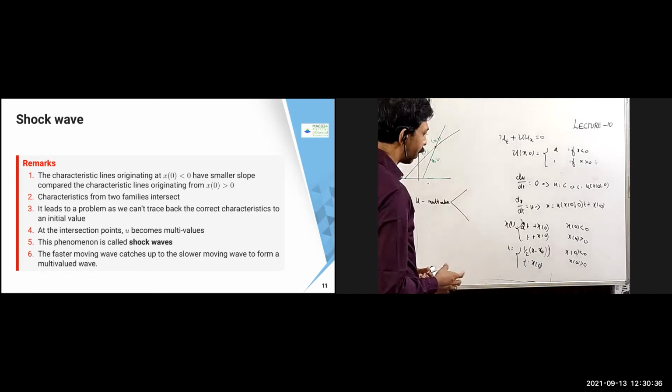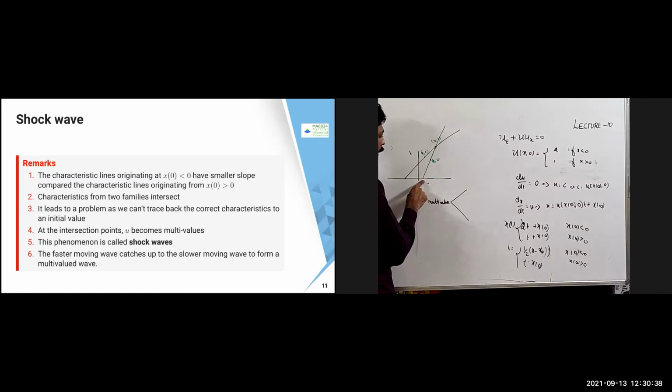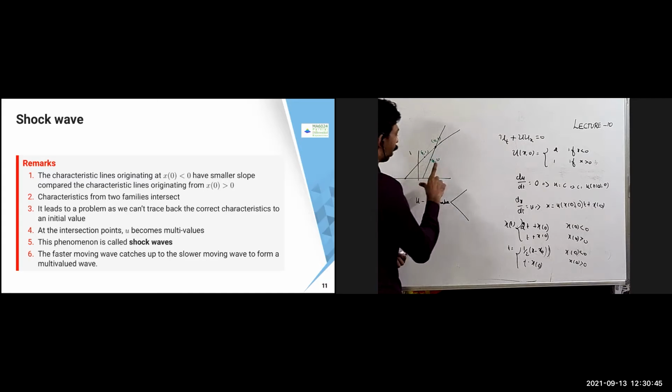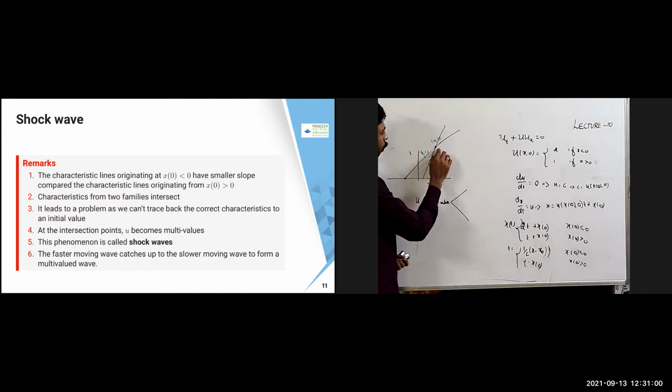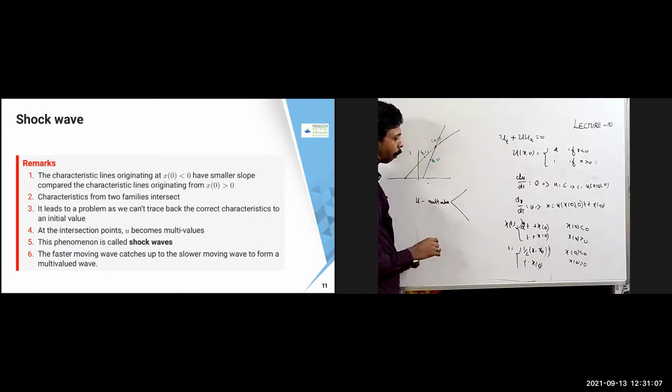The characteristic lines originating from x0 greater than 0 and less than 0 have a smaller stroke. Therefore this is going to touch this one, and we are going to get an intersection here. This intersection is always possible in this case. So this leads to a problem, as I mentioned. You cannot trace back where it started from. For example, from here, I don't know whether it follows this characteristic or this characteristic at this location.